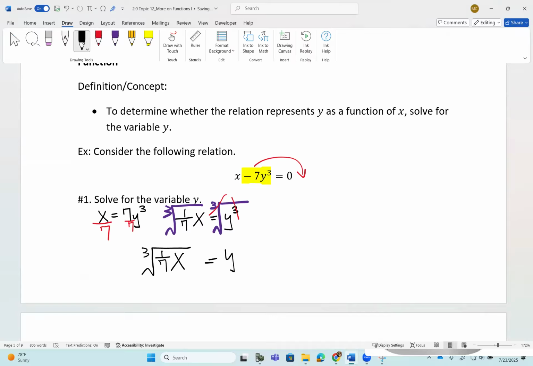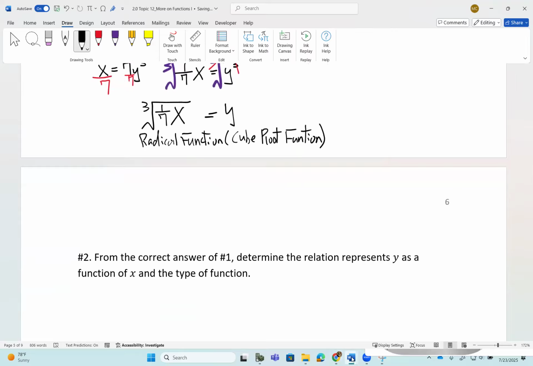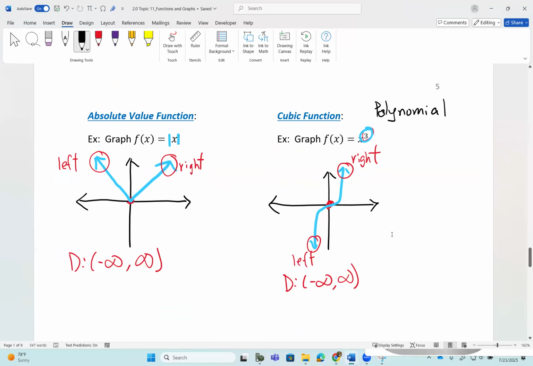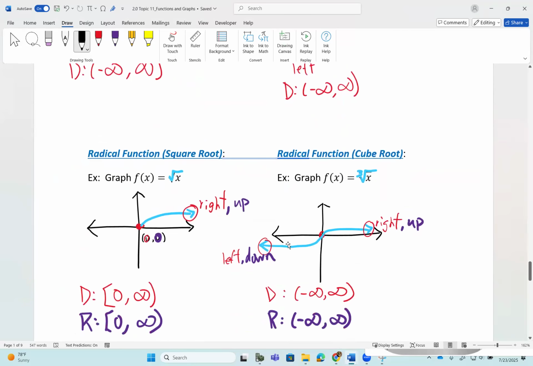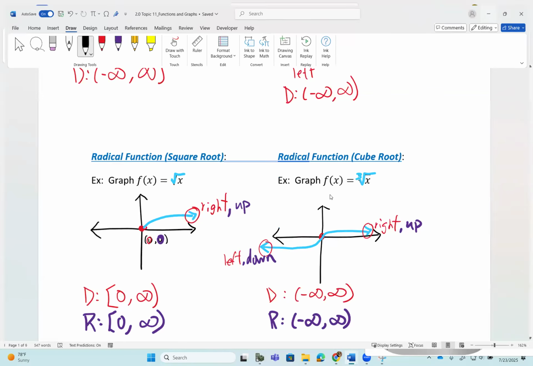So right away, this is a what? A radical function. To be more specific, it's a cube root function. All right, so cube root function, back to topic number 11, cube root function look like this. Okay, so mine will look something like this, similar to this. So my domain, negative infinity to positive infinity.